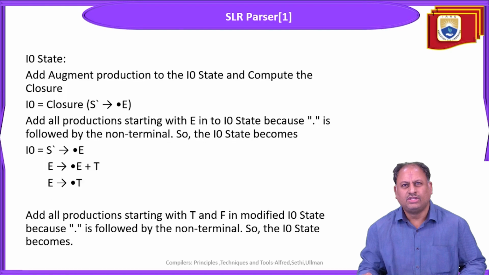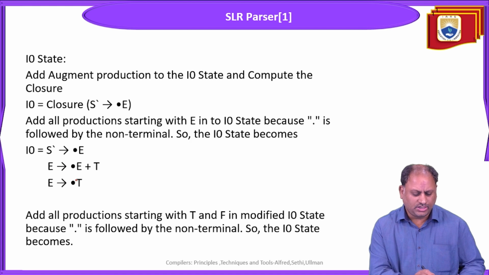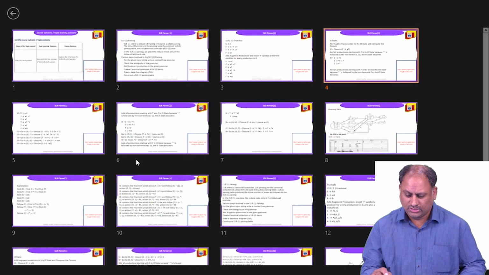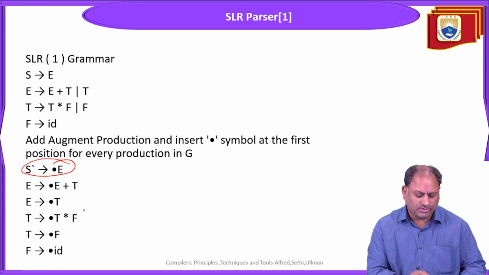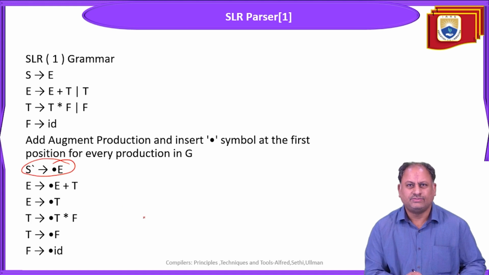Now we are going to form the canonical collection. How can the canonical collection of LR(0) items be formed? Here we know the state I0 first, and the first production is S dash. This is the augmented production initially, and we insert the dot symbol at the start of the right hand side of each of the rules of the production.